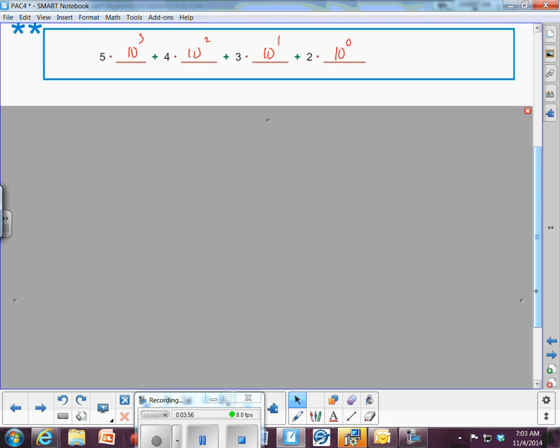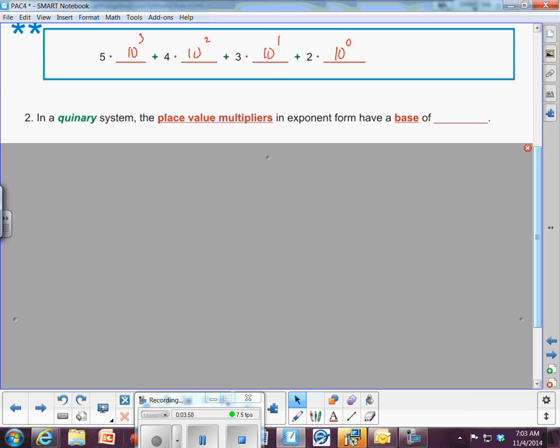Okay, so what's the first one we want to talk about is a quinary system. Quinary. Sounds like a medicine, quinine or something. All right, quinary. The place value multiplier is in exponent form in this system, and I'm going to use my green here, have a base of 5. So a quinary system has a base of 5.